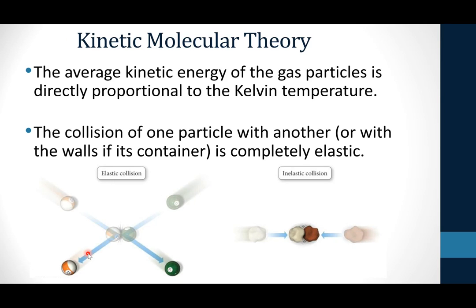The average kinetic energy of a gas particle is directly proportional to the temperature in Kelvin. So lots going on in this statement. First thing, we're going to talk a lot about proportionalities in this chapter. But the first statement here says kinetic energy is directly proportional to temperature. What directly proportional means is that when one goes up, the other goes up. And when one goes down, the other goes down.